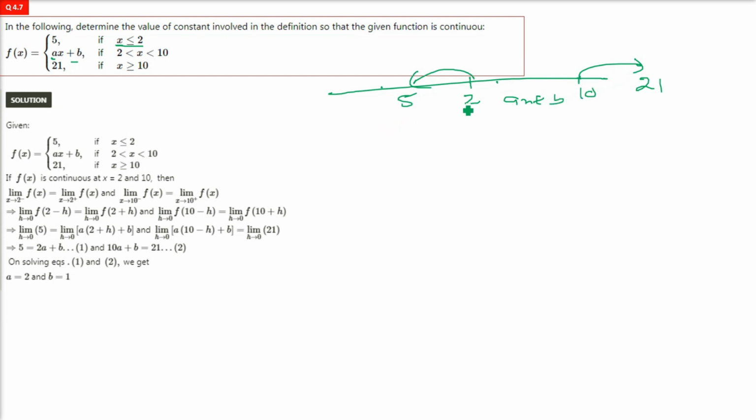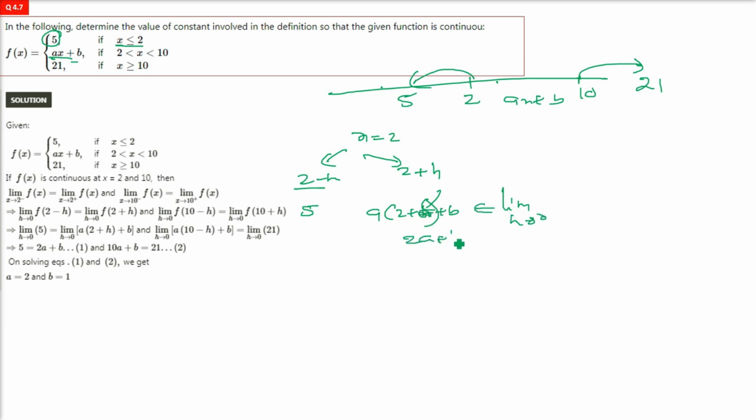So we'll start with 2 here. X equals 2. So 2 minus h will be put here, and 2 plus h will be put here for LHL and RHL. You don't have to do anything here because it is already a constant 5. Yes, ax plus b, in place of x, replace it by 2 plus h. So a into 2 plus h plus b. Now apply the limit here. Limit h tends to 0, it will be 2a plus b. So the first equation which you got is 2a plus b equals 5. This is your first equation. 2a plus b is 5.